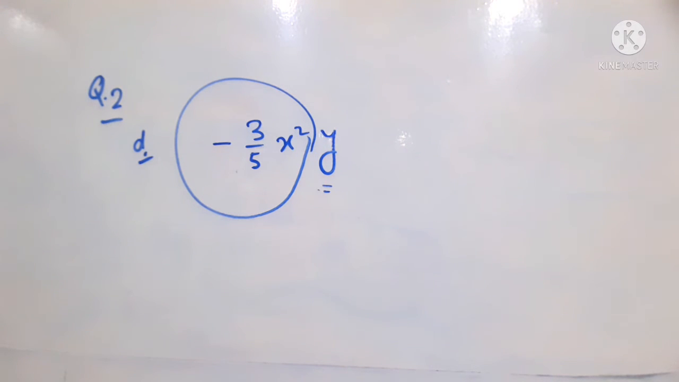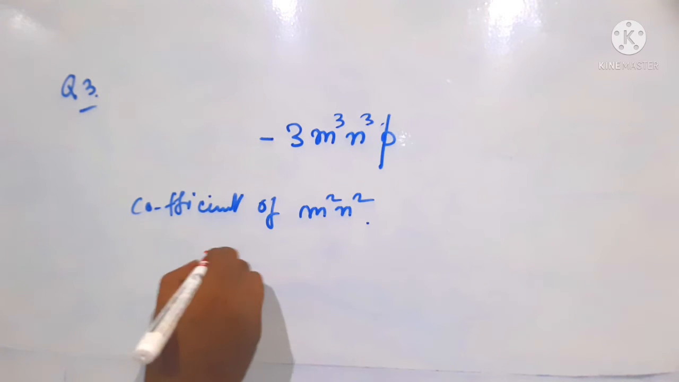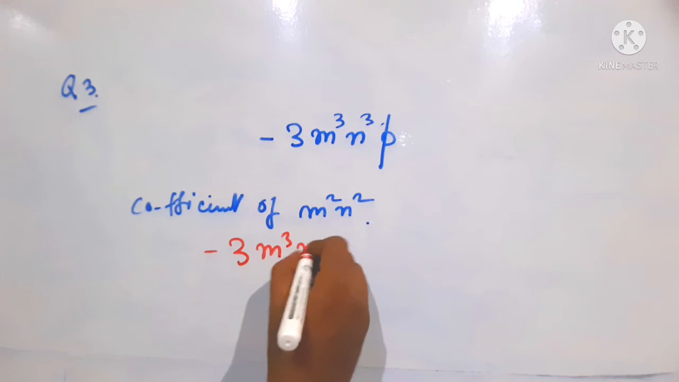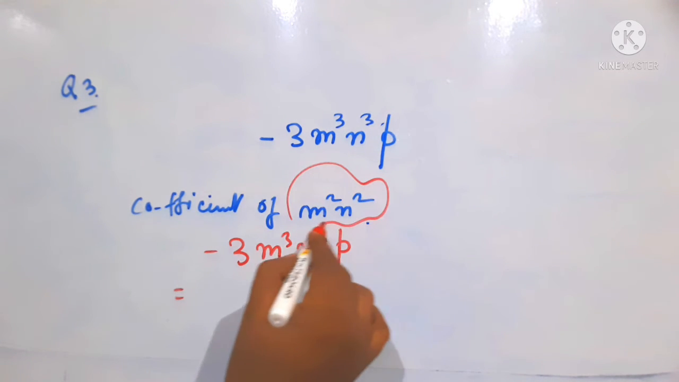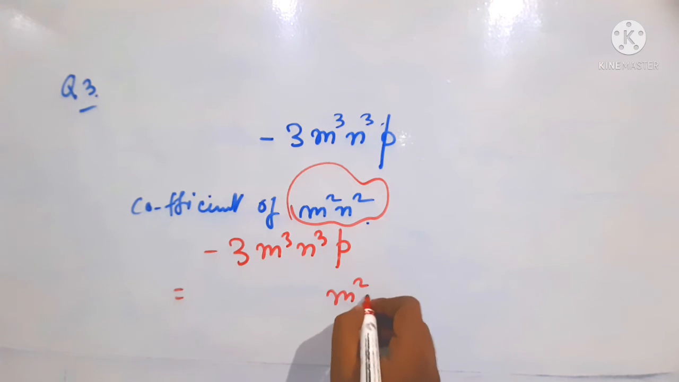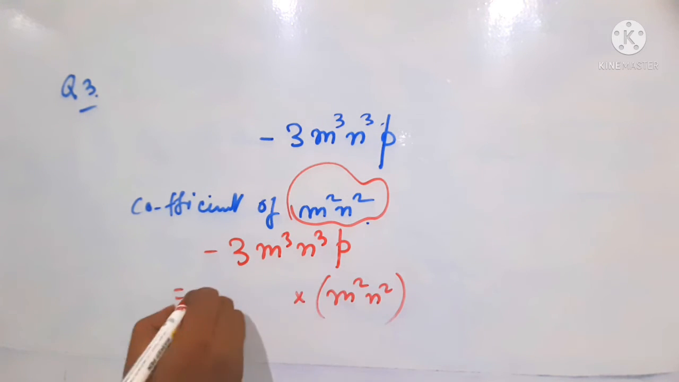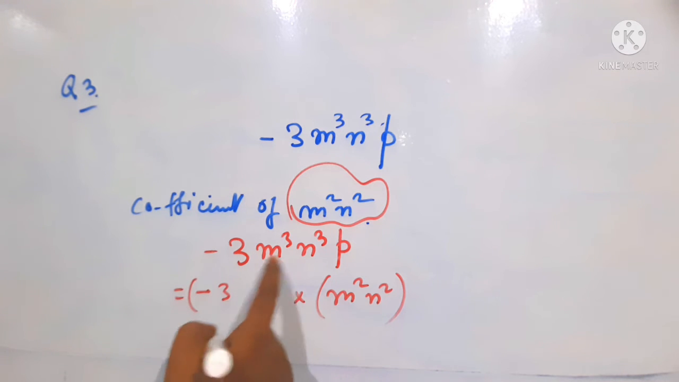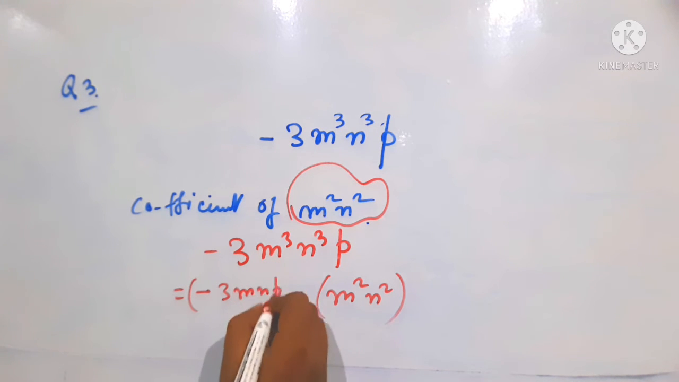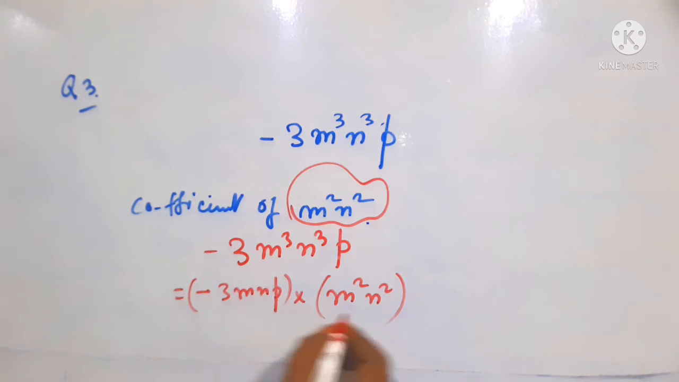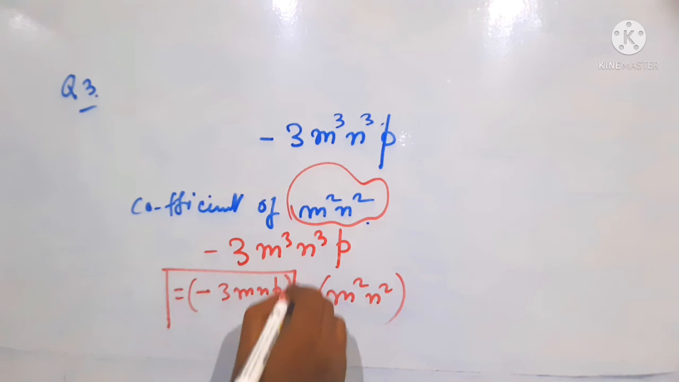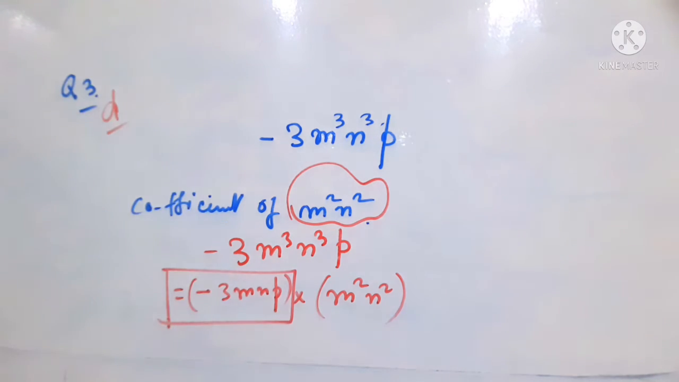Now send question number 3, send your answer. Now check, it's given minus 3 m cube n cube p. So we have to find the coefficient of m square n square. So remove m square n square. Then what to do? Minus 3. There are m, n and p. m into m square gives m cube, n into n square gives n cube, and this is p. So the coefficient of this one. So your answer D is correct.